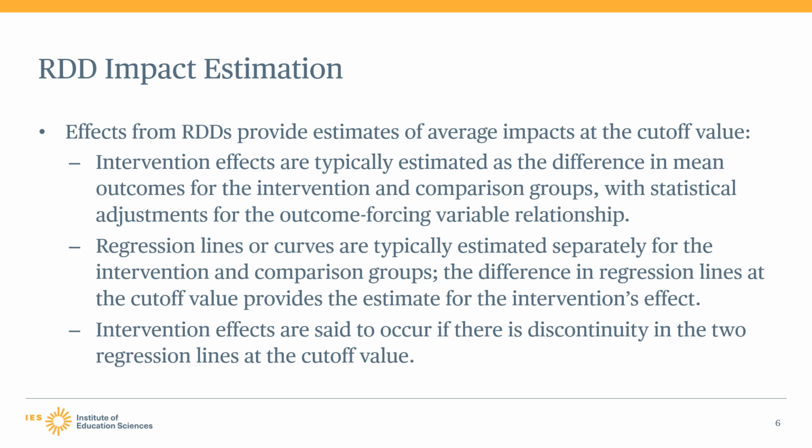RDDs will generally provide asymptotically unbiased estimates of the effect of an intervention if the outcome forcing variable relationship is modeled appropriately and if the forcing variable was not manipulated to influence assignment to the intervention group. Thus, as you will see in the remaining modules in this training series, these considerations play a central role in the WWC's standards for reviewing evidence of RDDs because appropriate statistical modeling is essential for unbiased impact estimation.